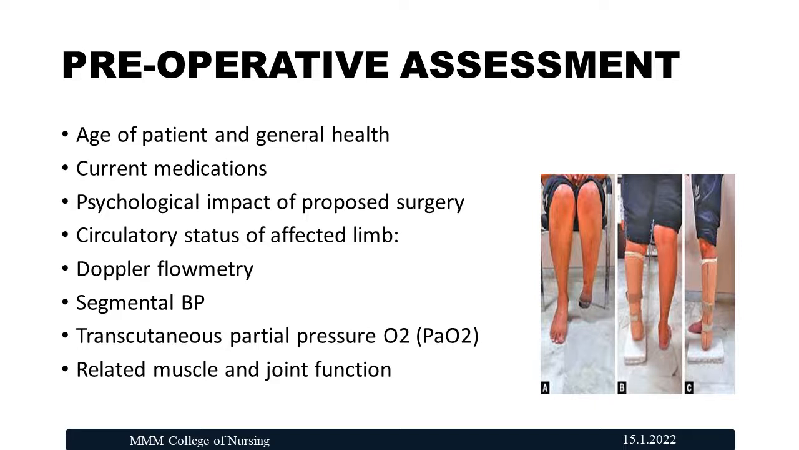Psychological impact: the patient's level of psychological factors and acceptance. We have to consider the circulatory status of the affected limb; the Doppler flow meter is to be checked, the BP also is to be monitored, transcutaneous partial pressure of oxygen is to be checked, and muscle and joint function is to be assessed physically.